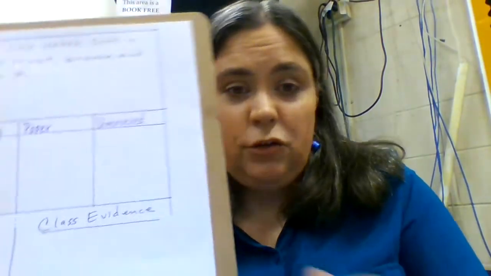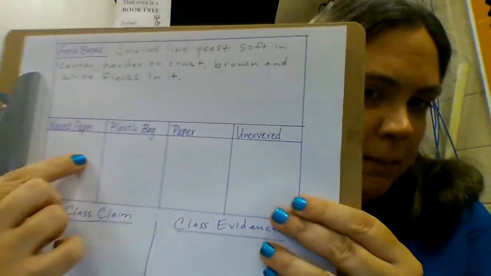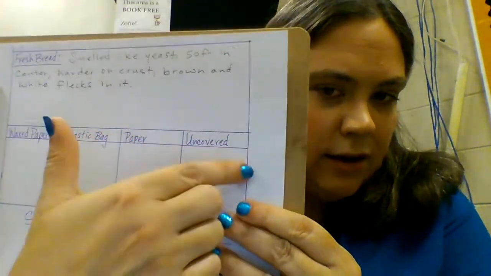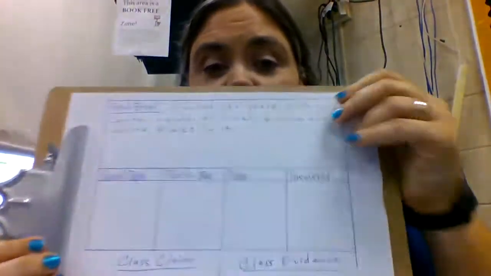If you did the experiment with me, all you need to do is pay attention and follow along. If you did it on your own, get down those pieces of bread that you wrapped in the different items and take a look at each piece. For wax paper, plastic bag, paper, and uncovered, make some sensory observations. Sensory observations use your senses: sight, smell, hearing, and touch. Please don't eat them, so we're not going to do taste.